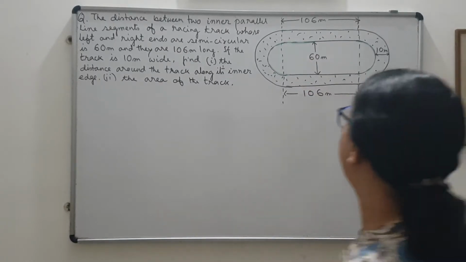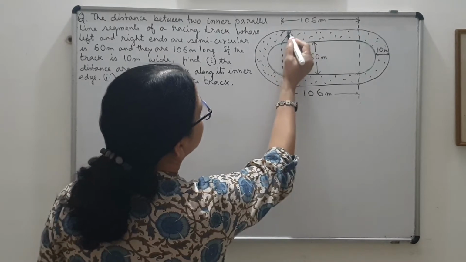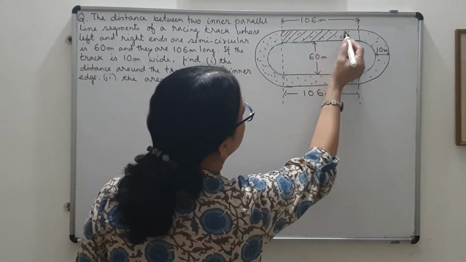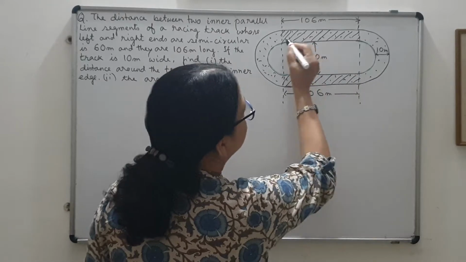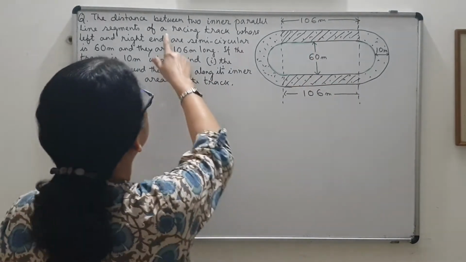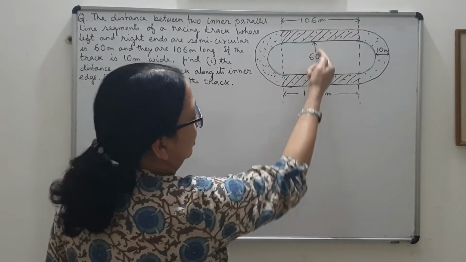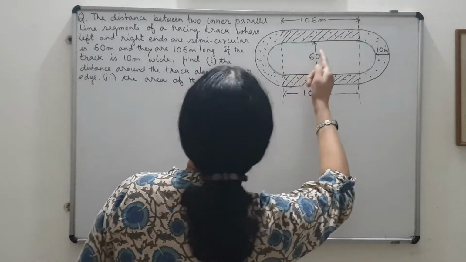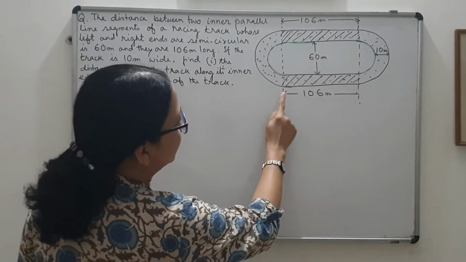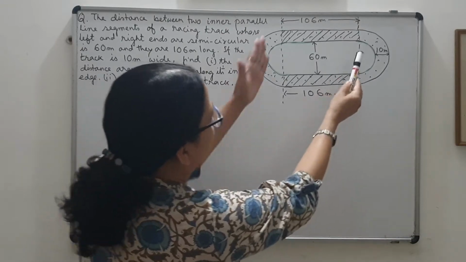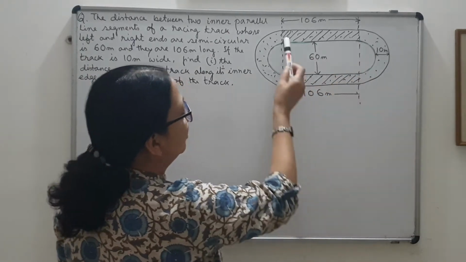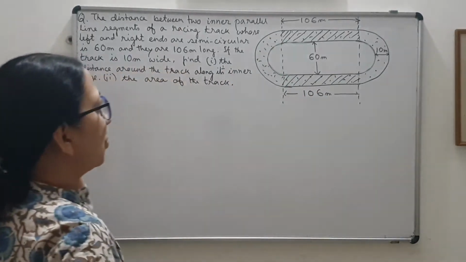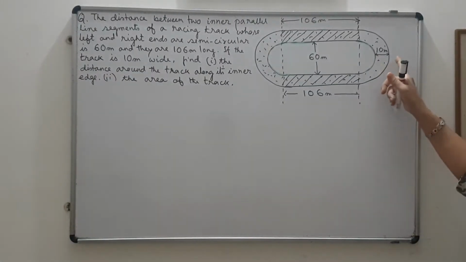I have shown it by cross section, that is, this part is your two rectangular parts which are parallel to each other, and the distance between the inner parallel sides of these two parallel segments is 60 meter as shown, and the length of the parallel sides is 106 meter, and the ends are semicircular, as you see, semicircular rings. Okay, so the width of the track is uniform and it is 10 meter wide.